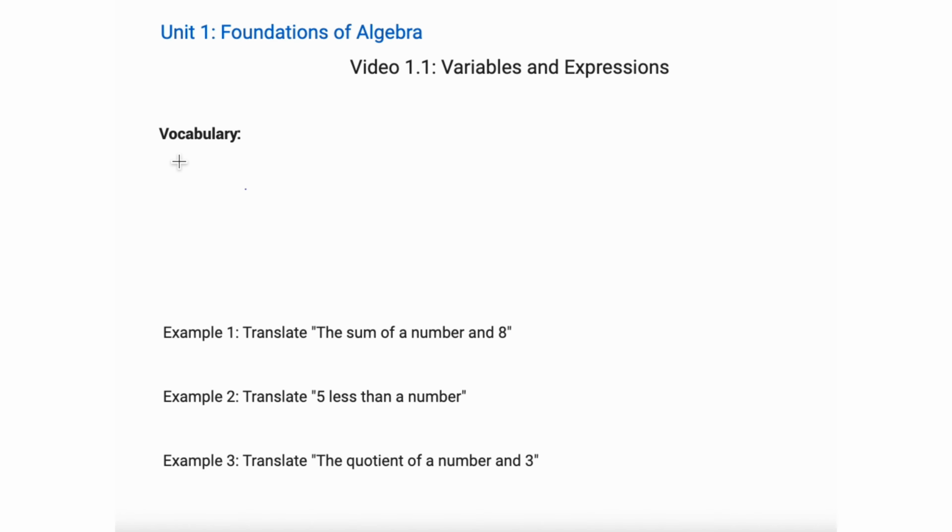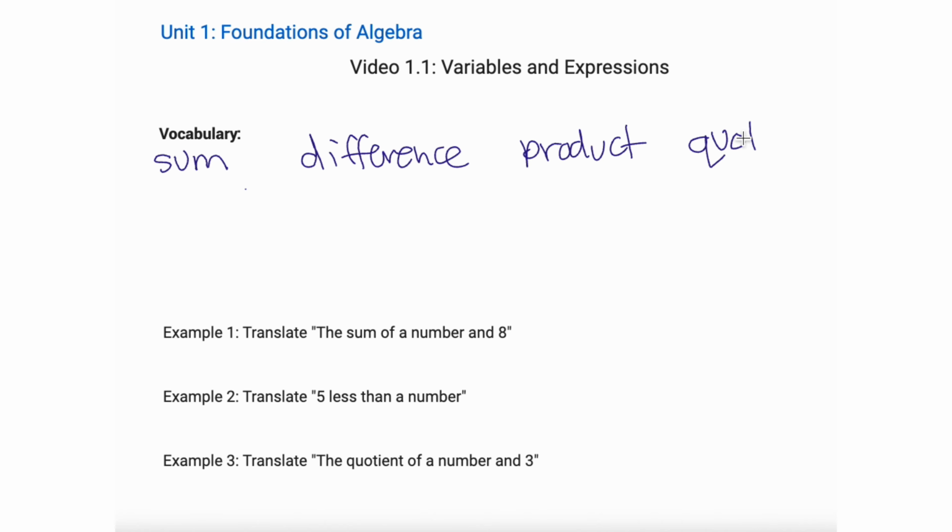So the first four main vocabulary words that I want you guys to understand, learn, and remember for the rest of the course are sum, difference, product, and quotient. And some of these words you might have already heard. I'm just here to remind you what they mean. So sum is addition. Whenever you read sum, I want you to think of addition. Difference, as you could probably guess, is subtraction.